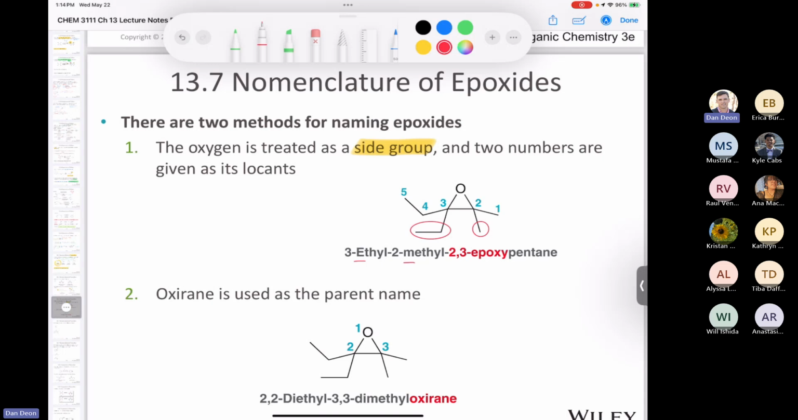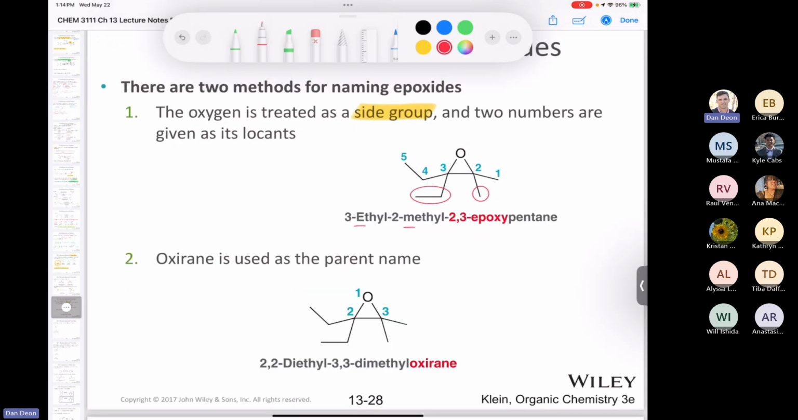The second way is to name it as an oxirane. And to name as an oxirane, the oxygen is always going to be number 1 because it's got a higher atomic number than this carbon and this carbon, right? Well, you know that. So the way we do it then is we just go for the substituents. You can see that this carbon has 2 substituents, this carbon has 2 substituents. So then you have to go to the next rule, which would be alphabetical order. And ethyl comes before methyl. So we have 2 ethyls on carbon 2, 2 methyls on carbon 3. So 2,2-diethyl, 3,3-dimethyl oxirane. And you do have to know both methods.